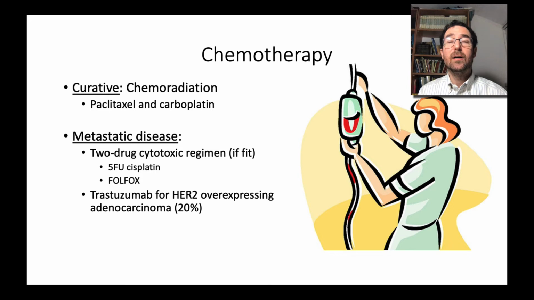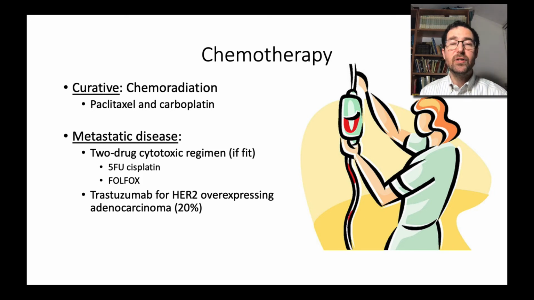In terms of chemotherapy, here we make a distinction between people who are undergoing some form of curative combination of chemoradiation, and that's when we give the chemotherapy simultaneous with the radiation. One of the classic combinations is paclitaxel and carboplatin, whereas patients who are getting treatment for metastatic disease, as we mentioned earlier, if they're young and fit, we may give some kind of combination treatment like FOLFOX, which is a combination of oxaliplatin and 5-FU.